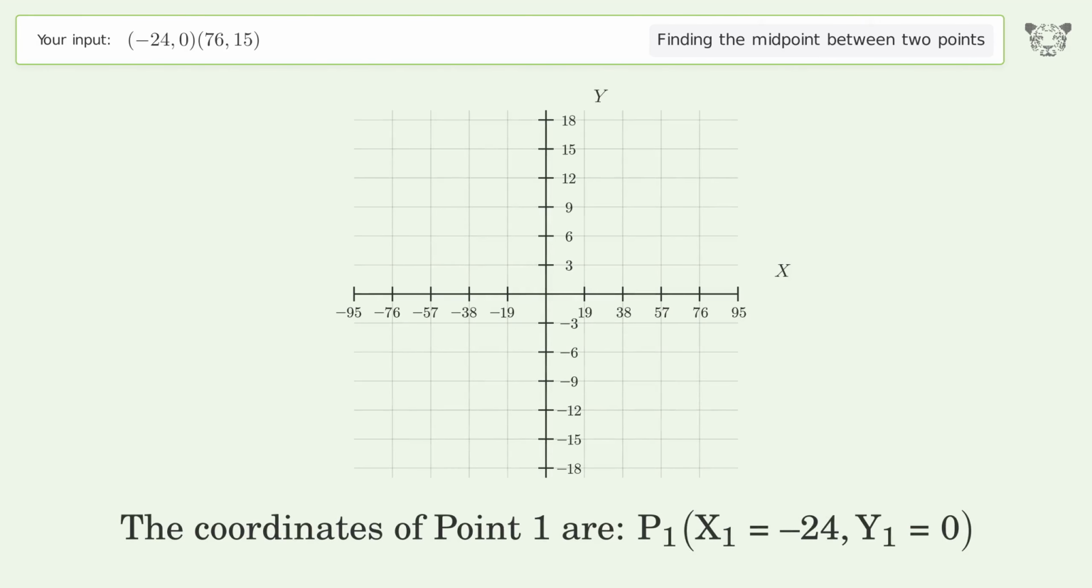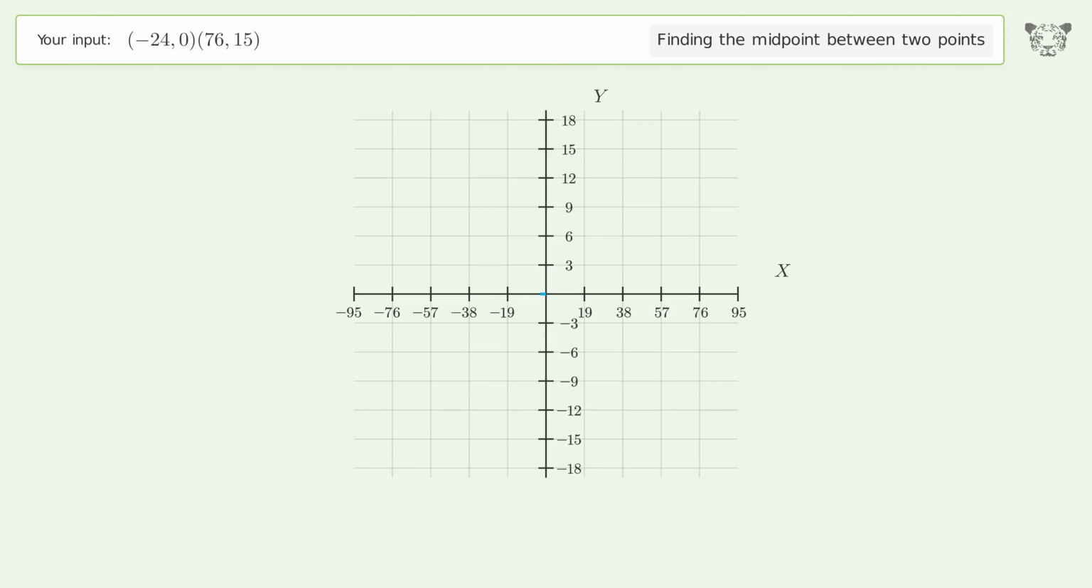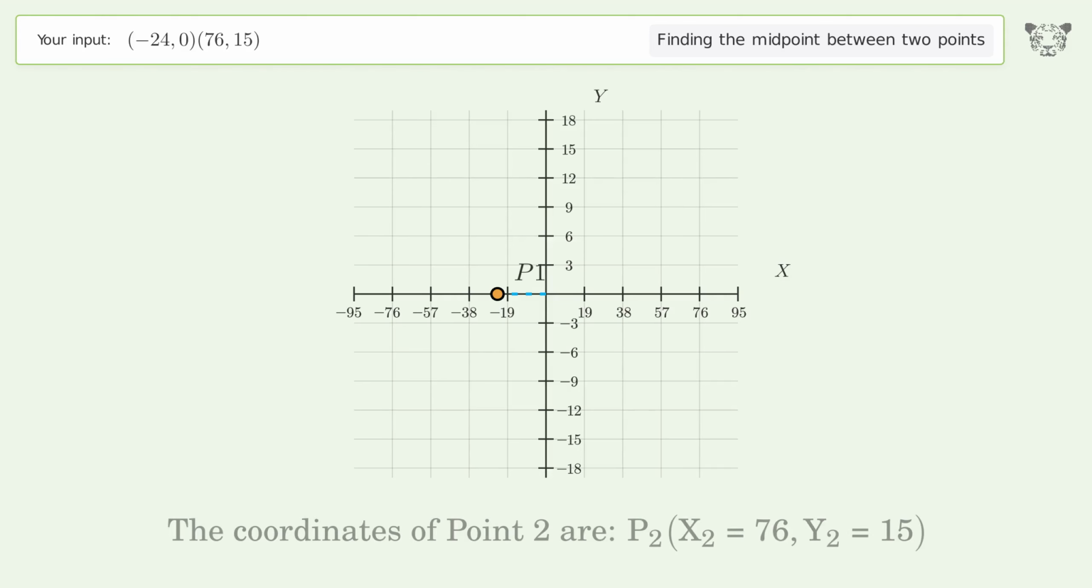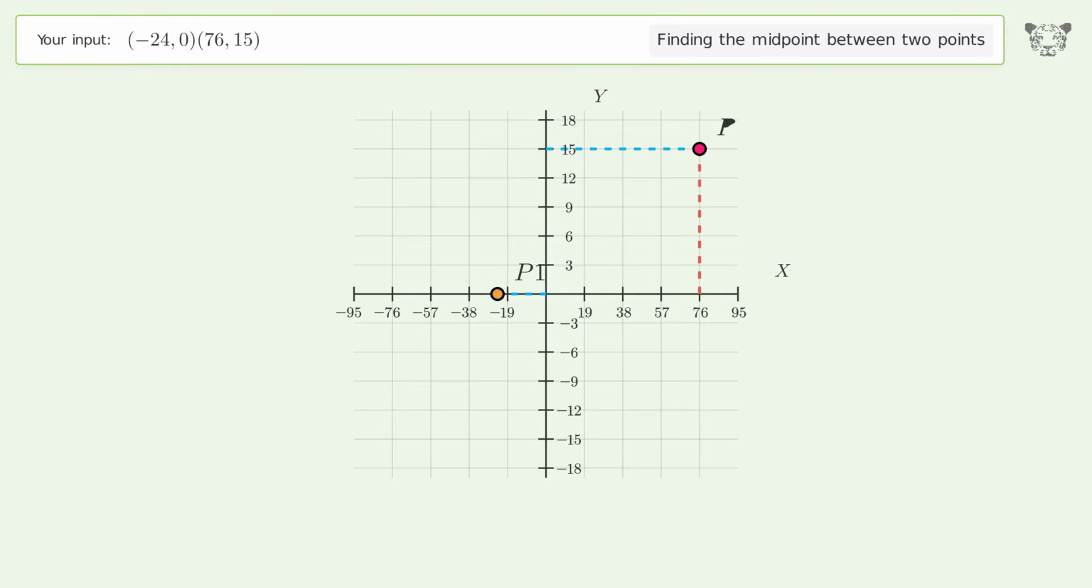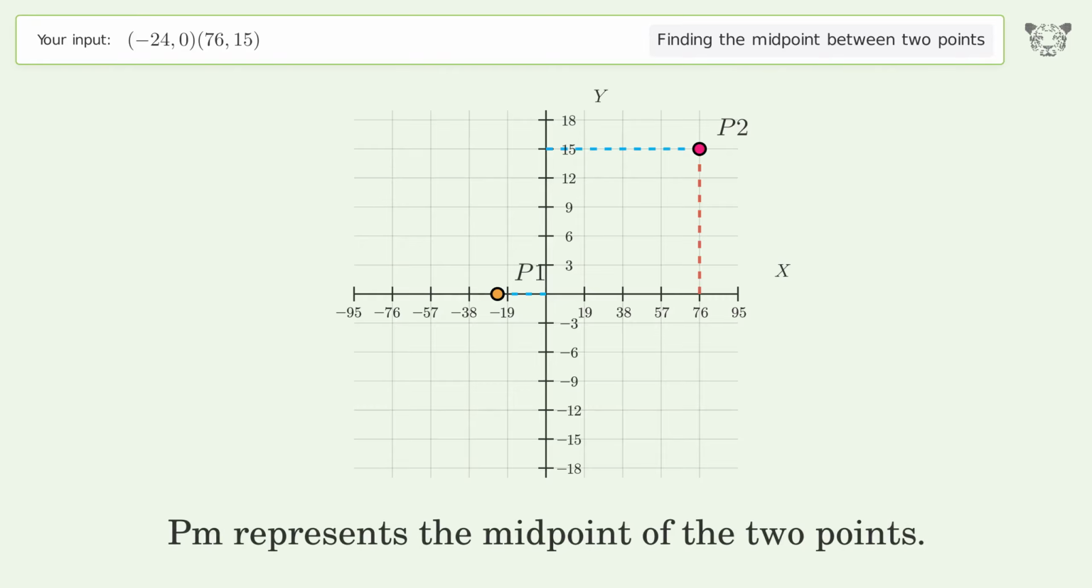The coordinates of point 1 are x1 equals -24, y1 equals 0. The coordinates of point 2 are x2 equals 76, y2 equals 15. PM represents the midpoint of the 2 points.